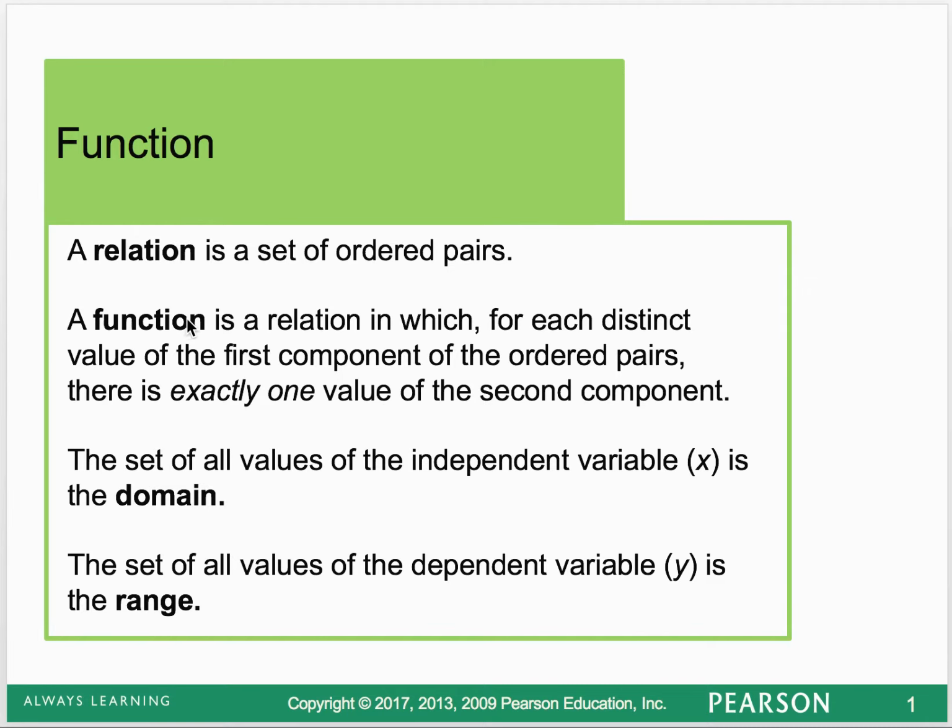So a function is a relation. A function is a set of ordered pairs where for every first component, there is exactly one second component. This right here is what makes it a function. Every first part of the ordered pair maps to, corresponds with, however you want to say it, exactly one value of the second part.